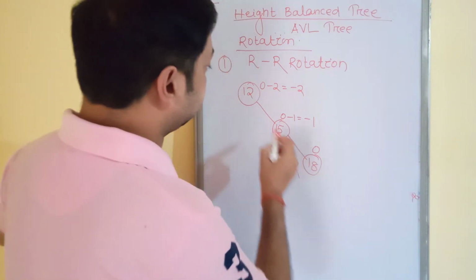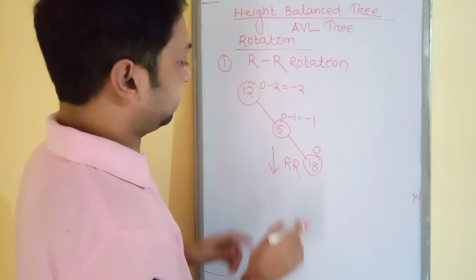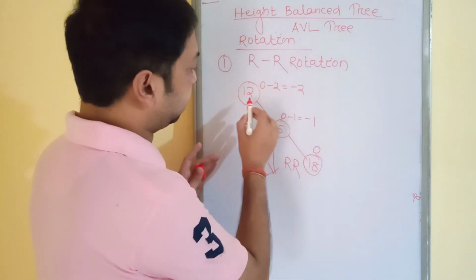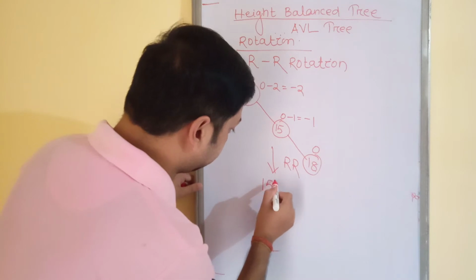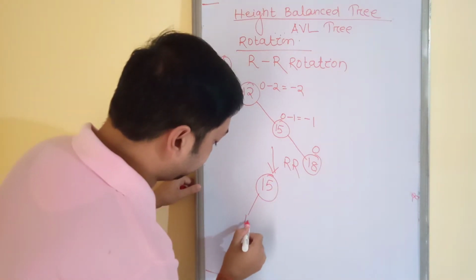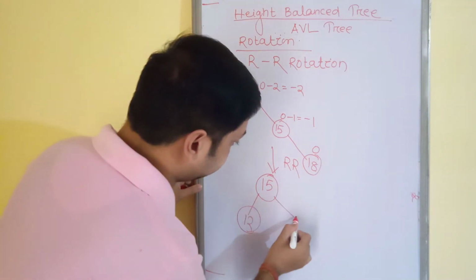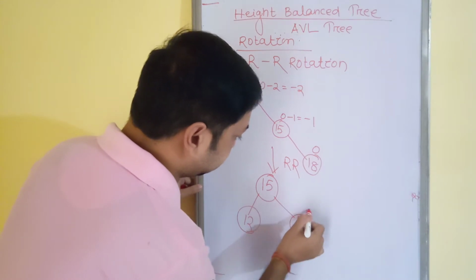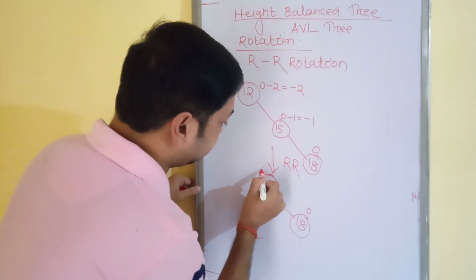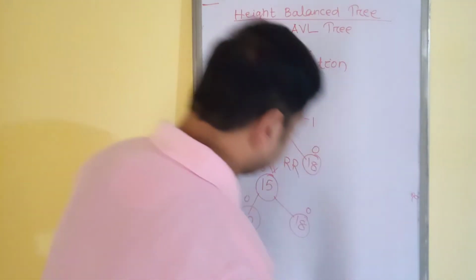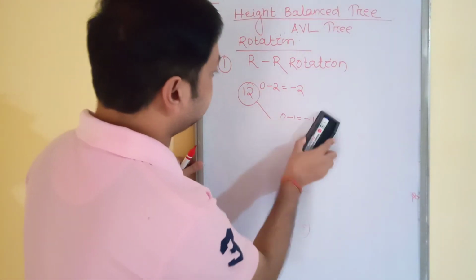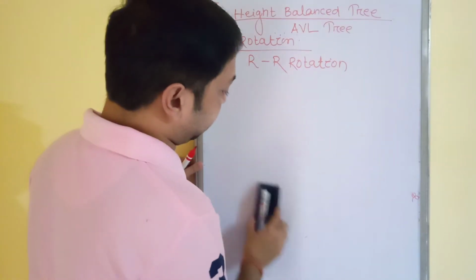Again the same process, 12, 15 and 18. The largest one is 18, the smallest one is 12. In between that 15 is there, so just make it the root. Left hand side 12, right hand side 18. So this is your 0, 0 and 0. This is balanced. So this is the second technique, RR rotation. The third one you can see here is LR rotation. RR is nothing but right rotation.